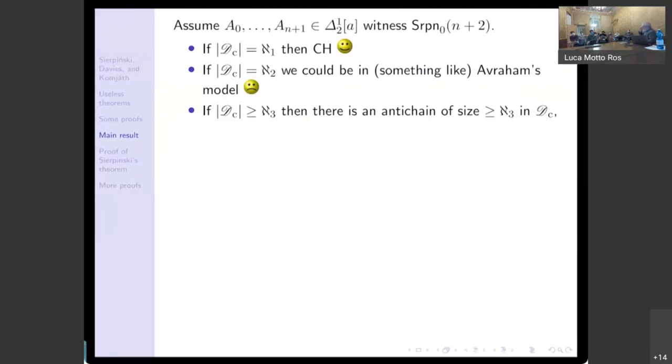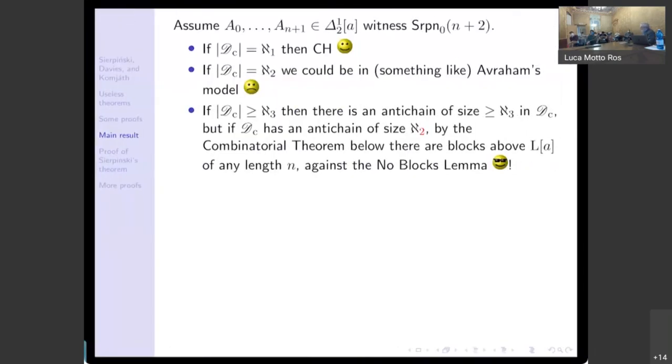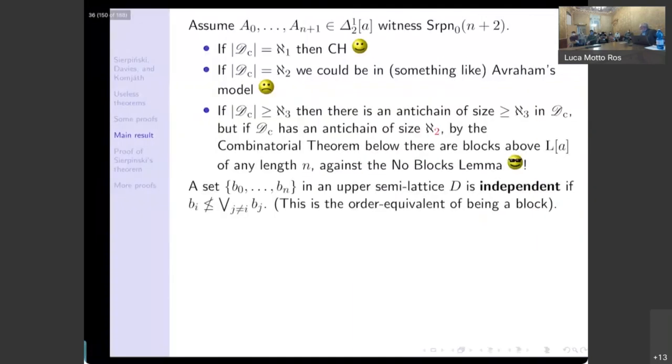And if the constructible degrees are at least aleph 3, then there is an anti-chain of size aleph 3 in the degrees. But the degrees have an anti-chain of size aleph 2 because we got one of size at least aleph 3. And by the combinatorial theorem, there are blocks about L of A of any length, and this contradicts the no blocks lemma.